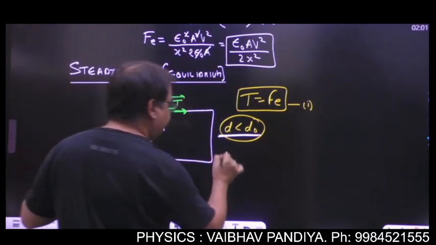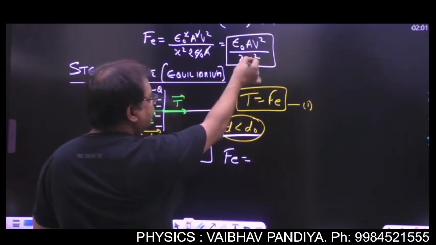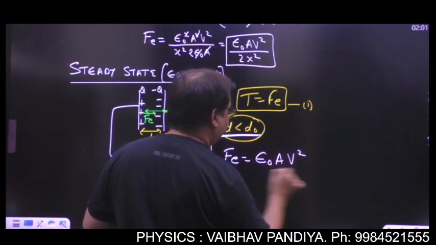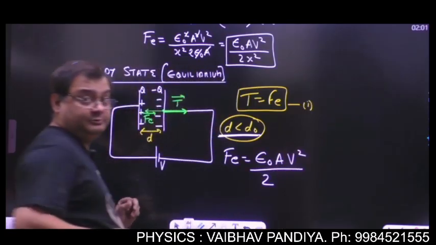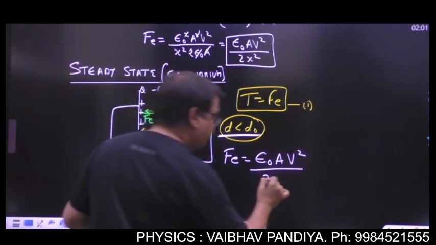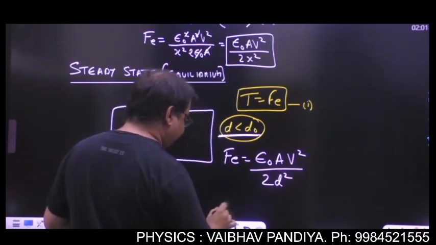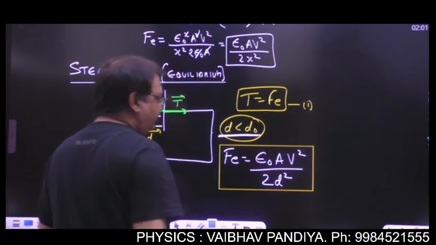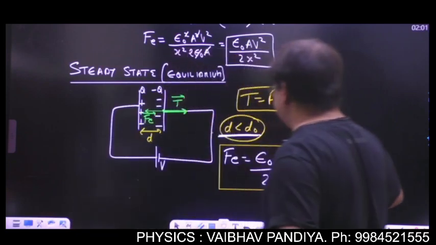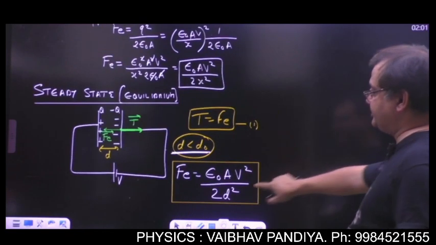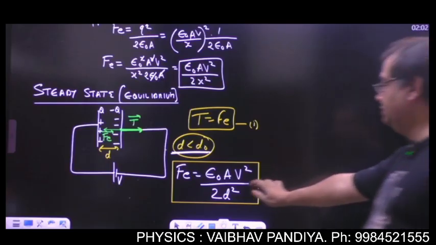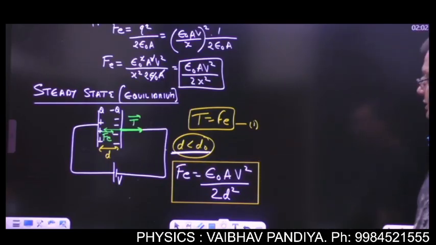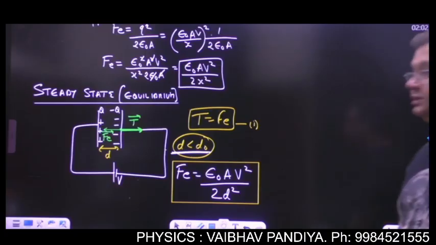Now what would be Fe? We have seen when the distance is x, Fe would be epsilon naught A V square divided by 2 x square, and in place of x we have to keep d. So this will be the force at the steady state. Got it? So you can also remember this as a formula: when the distance between the plates is d and the voltage applied is V, the electrostatic force between the plates is epsilon naught A V square by 2 d square.